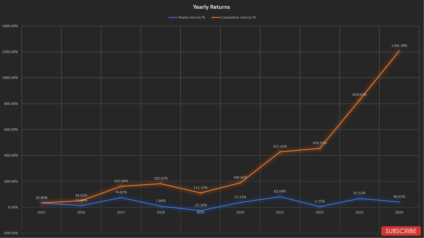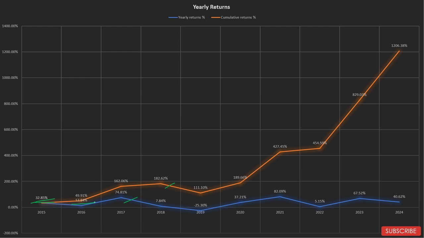So let's move on to the first graph, which is the yearly returns graph. This is a line graph which has 2 lines. One is this blue line, which shows the yearly returns in percentage, and the other one is this orange line, which shows the cumulative yearly returns in percentage. So 2015 was a very good year for this sector, and the sector gave returns of 32.85%.